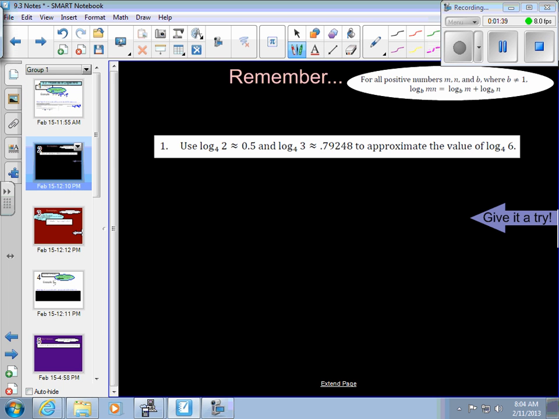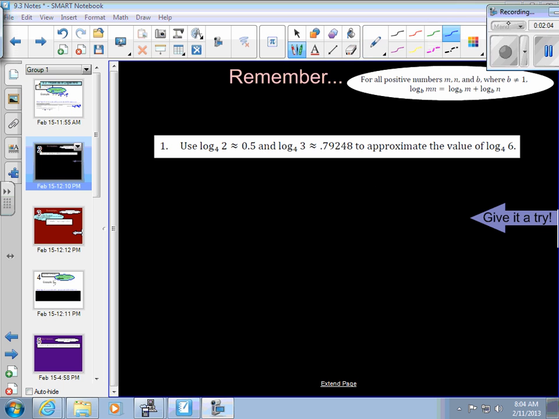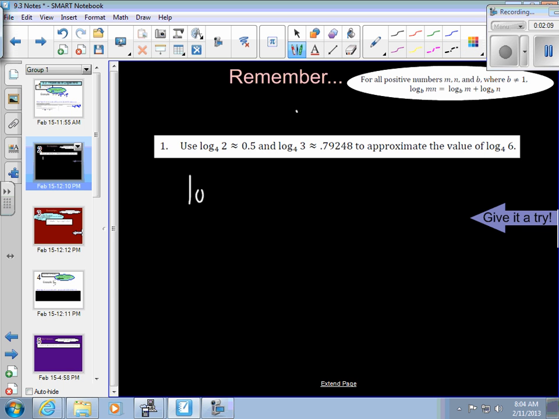All right, so let's take a look at a few problems here. On example number 1, they want us to use the fact that log base 4 of 2 is about a half, and log base 4 of 3 is equal to about 0.79248 to approximate the value of log base 4 of 6. What we want to look at is how we can split log base 4 of 6 apart.